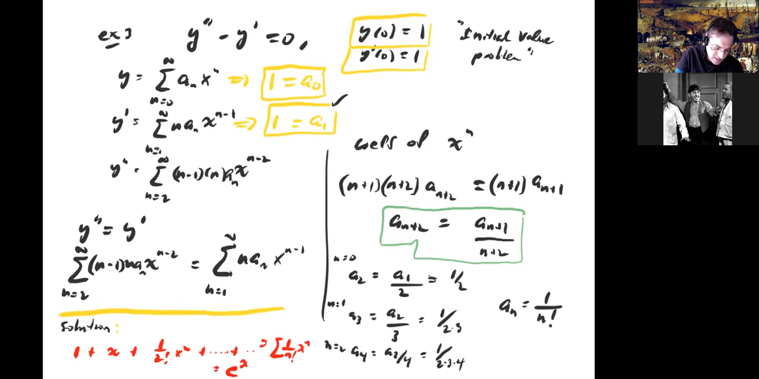And we know that e to the x does satisfy both of these conditions because the zeroth derivative is e to the 0, which is 1, and the derivative of e to the x at x equals 0 is also 1. The derivative y double prime is e to the x, and y prime is also e to the x. So the equation is satisfied. This is the solution.